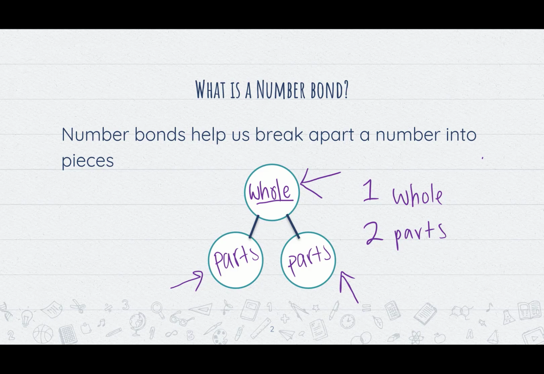And so you can think about it as, say you are the whole and you have some candies that you want to give to your friends. And so you're the whole, this is you, and then your two friends that you're giving your candy to, they're the parts. And we'll see how that works in just a second.